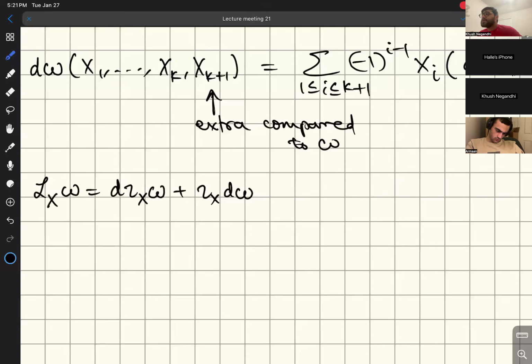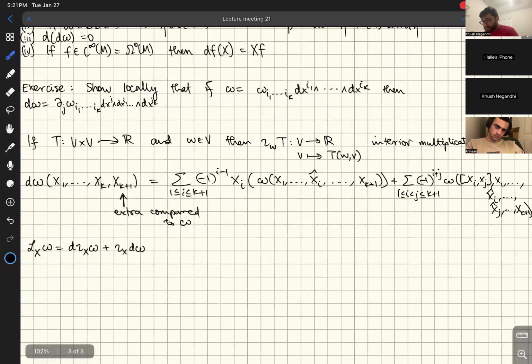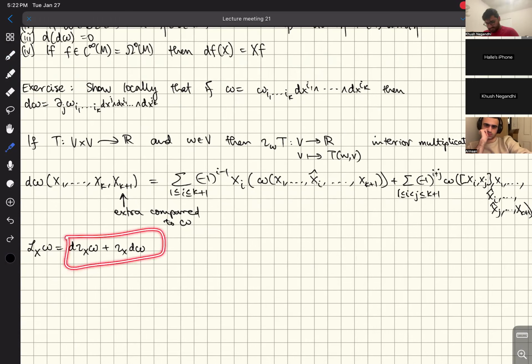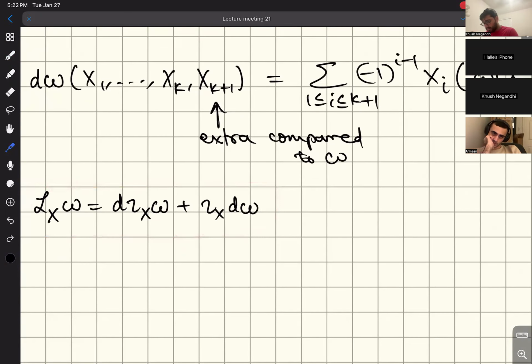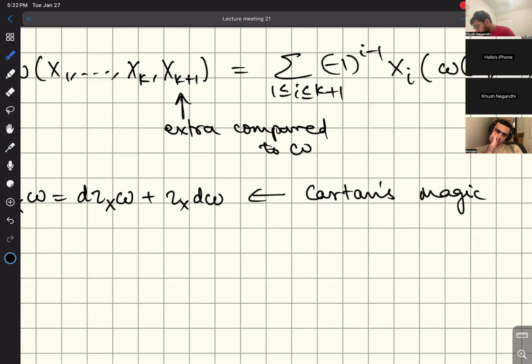The only thing that shows up when you search up interior derivative is this interior multiplication map. So I guess, yeah. The interior derivative and the exterior derivative aren't directly the same, but they're related by Cartan's magic formula. This is Cartan's magic formula.